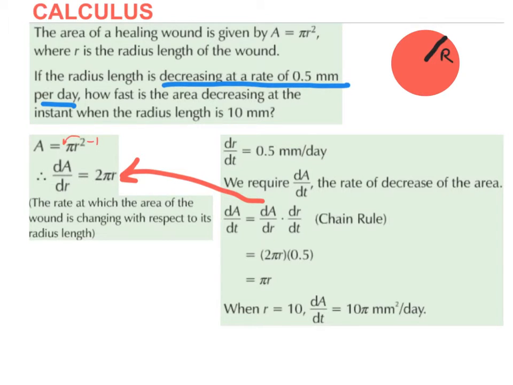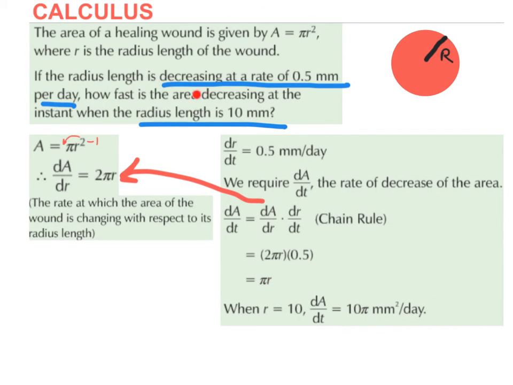So dA/dr is 2 pi r, and dr/dt is 0.5, and we multiply them together. 2 multiplied by a half is 1, because a half of 2 is 1. So technically we get 1 pi r, which we can just call pi r. We were interested in when the radius length is 10 millimeters, so all we have to do is sub in 10 in place of the r. So it's pi multiplied by 10, which is just 10 pi. So dA/dt is going to be 10 pi millimeters squared per day.